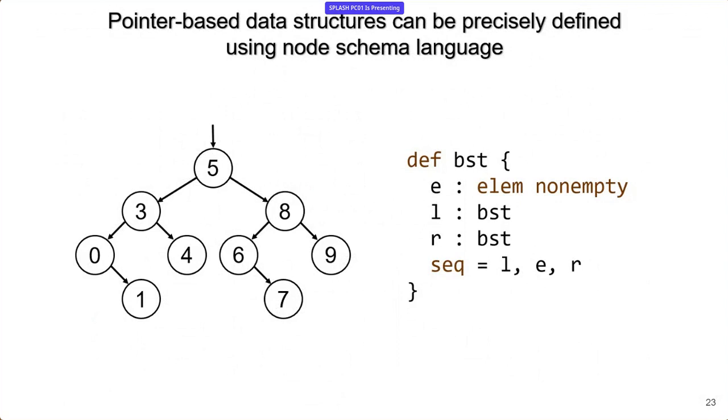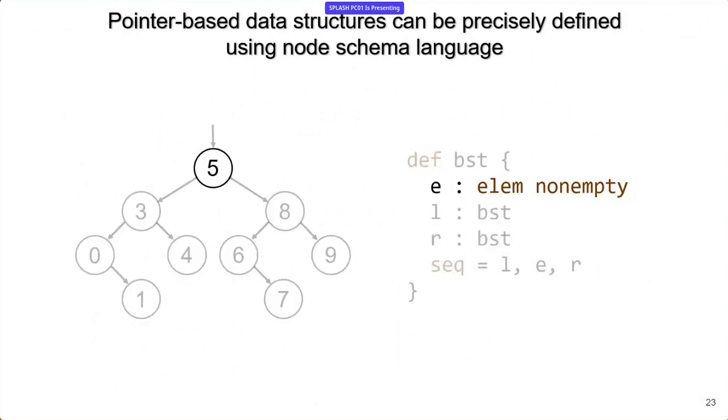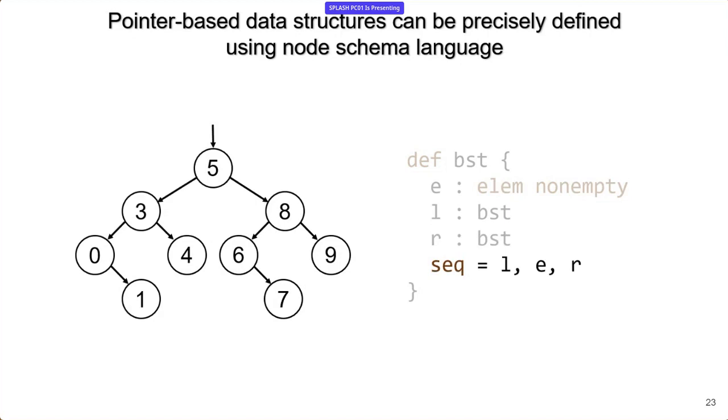So here's the node schema language for a binary search tree. First, I have an element in that data structure. That element is not empty. And I have a left tree, which could be empty or not empty, which is also a recursive definition of a binary search tree. I have a right tree. And another interesting thing we added is that because the data can be ordered, the left tree has elements smaller than my element, and the right tree has elements that are all larger than my element. So that is the order in here. That gives you the order of the data representation, and the data goes in that order.